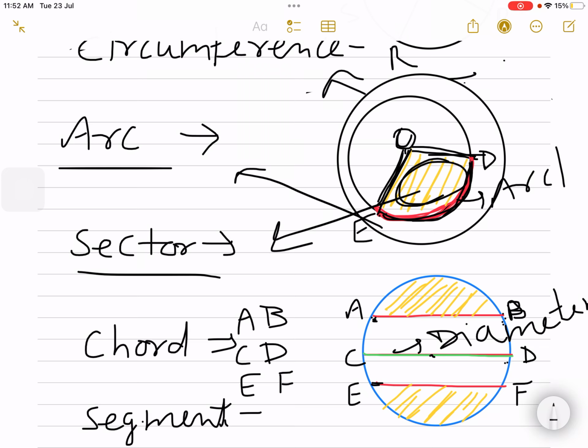And the region between, the area between chord and the arc is known as the segment of the circle. Here the area between, this is your chord and this is your arc of the circle. So E and F is the curved part of the circle, we call it arc. So area between chord and arc of the circle is known as the segment of the circle.